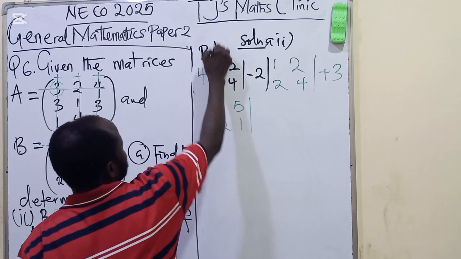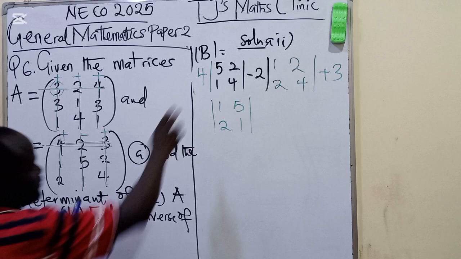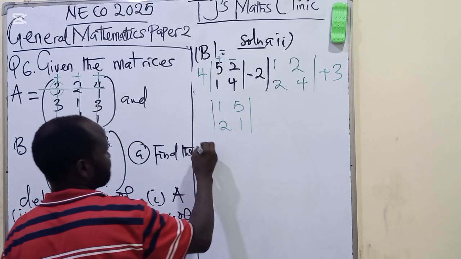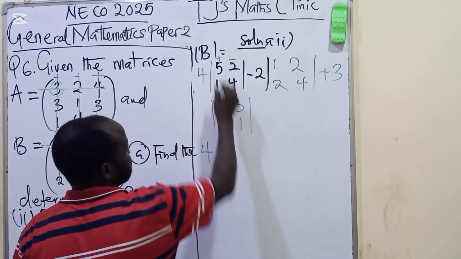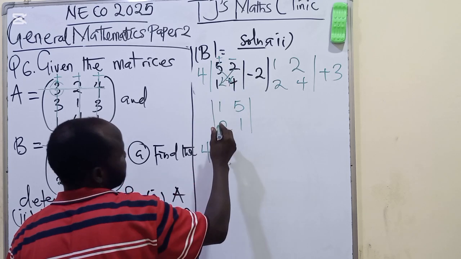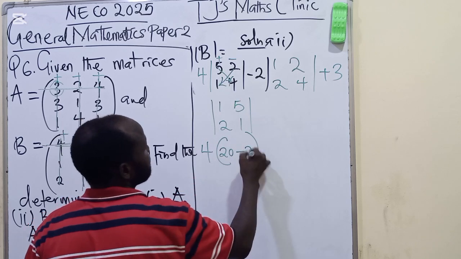Let me write it here. This is now the determinant of B is equal to this. This is a 2 by 2 matrix. Here will be plus, here will be minus. We pick our 4, we open bracket, leading diagonal minus unleading diagonal. This will be 5 times 4, that's 20, minus 2 times 1, 2.